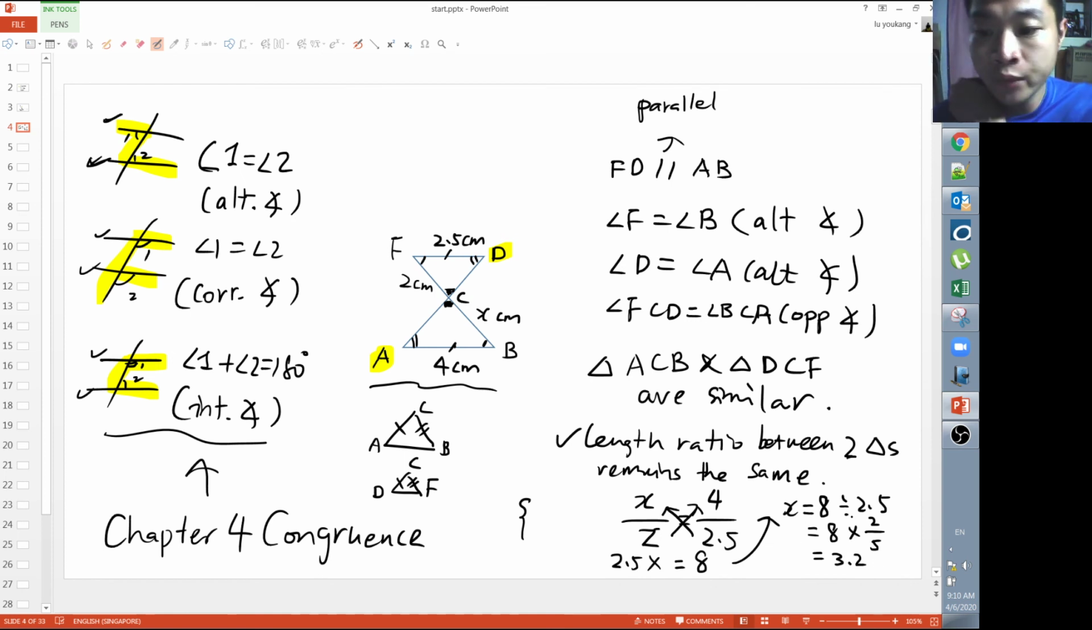So you have used similar triangle properties, which is that the length ratio between the two triangles remains the same, so you can figure out the value of x. With this example, I have finished the concepts you need to grasp this chapter.